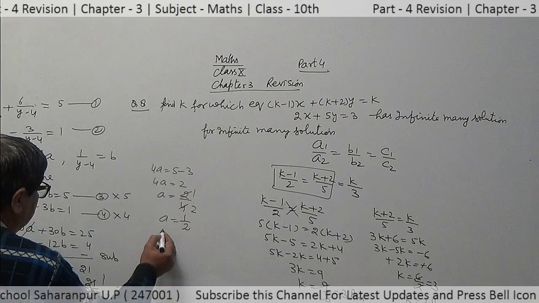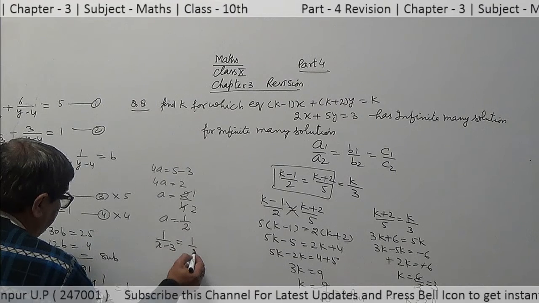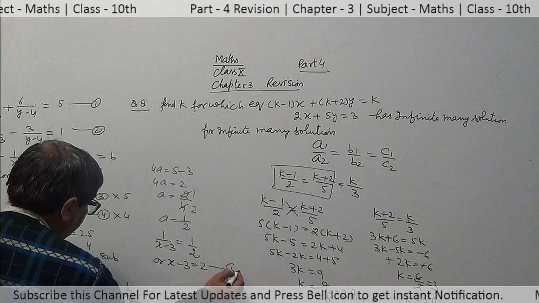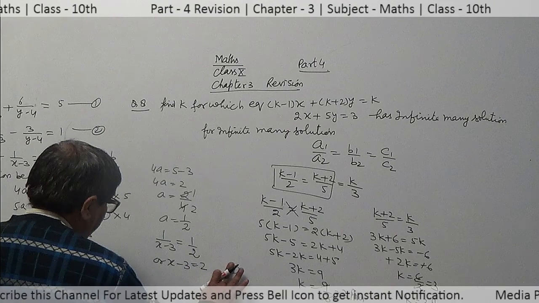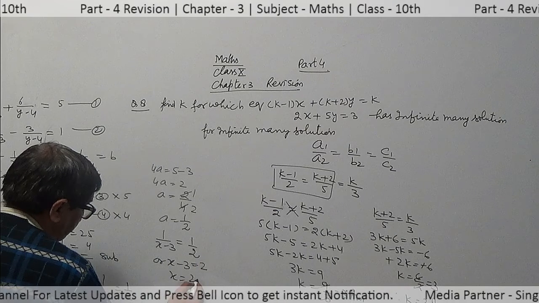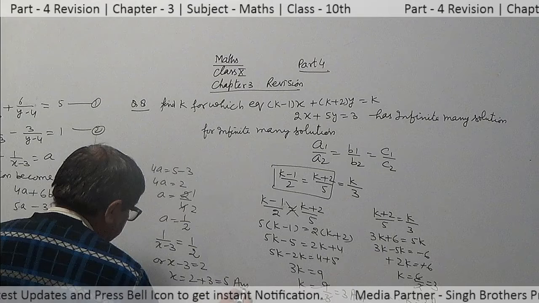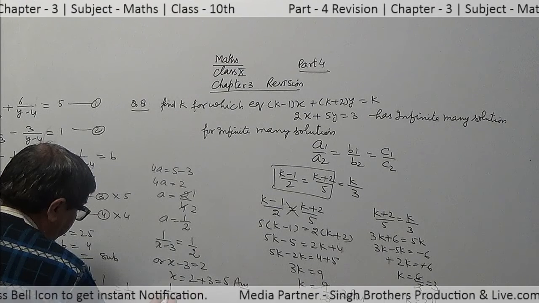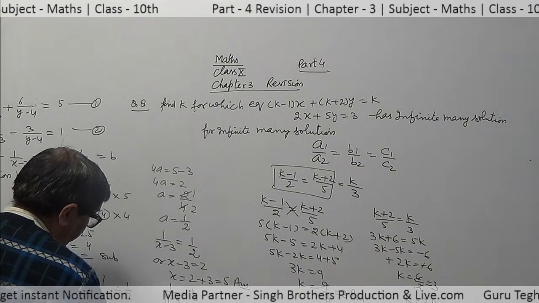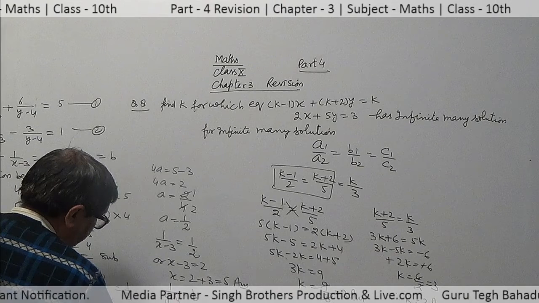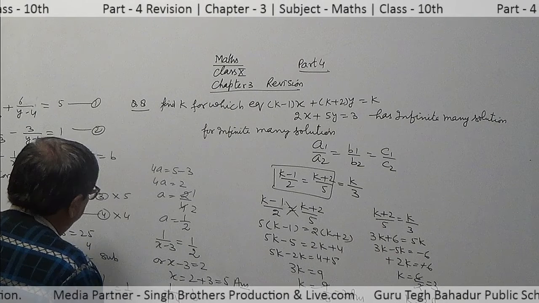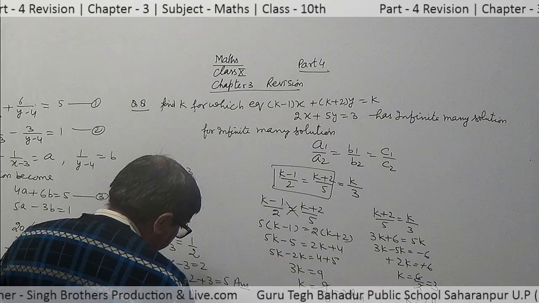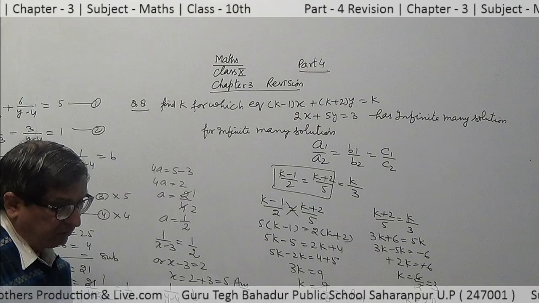a is 1 upon x minus 3 is equal to 1 upon 2, or x minus 3 is equal to 2, and 3 take on this side, 2 plus 3, that is 5. Second, b is also 1 upon 2, 1 upon y minus 4 is equal to b, 1 upon y minus 4 is equal to 1 upon 2, and y minus 4 is equal to 2, y is equal to 2 plus 4, that is 6 is the answer.